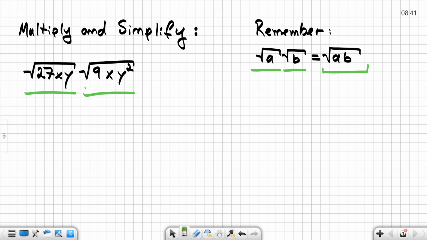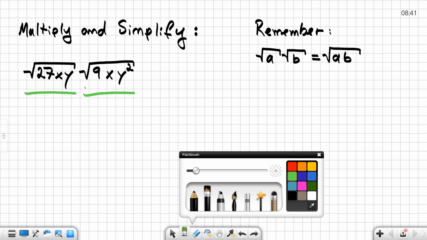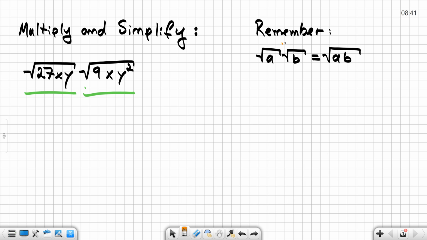I'm going to be using this in the following way. In my first step, I will go from here to there. I will multiply the radicands inside. The radicand is whatever is underneath the radical sign. And then afterwards, in my second step, I'm going to use the same property backwards to split this up, and I am going to split up perfect squares. This is the idea. Now let's do it.